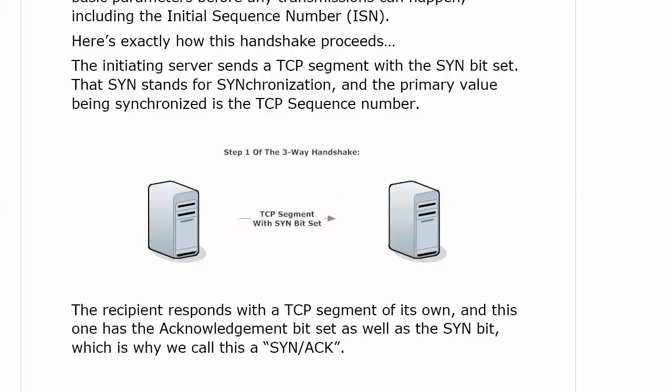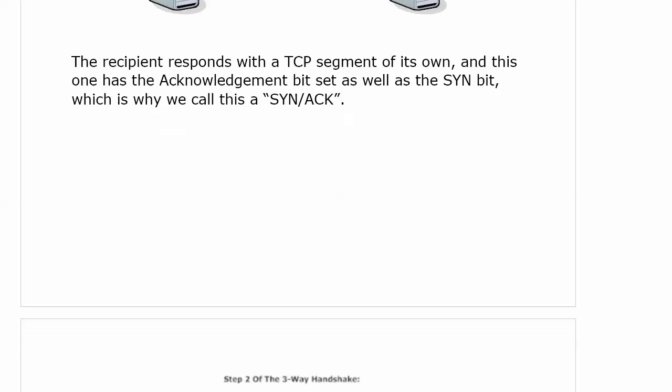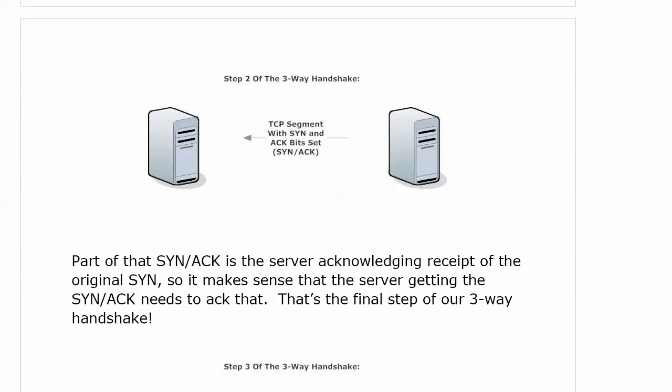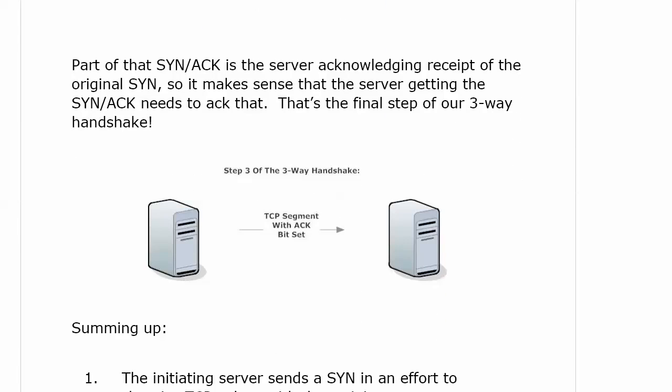Now the recipient is going to respond with a TCP segment of its own, and this one has the ACK bit set as well as the SYN bit, which is why we call this a SYN ACK. Part of that SYN ACK is the server acknowledging receipt of the original SYN, so it makes sense that the server getting the SYN ACK needs to acknowledge. That's the final step of our three-way handshake: the original sender is going to say, okay, I got your SYN ACK. So there's a lot of acknowledging going on there.